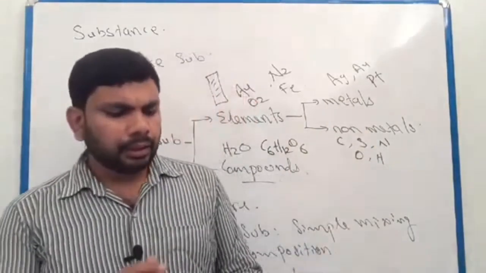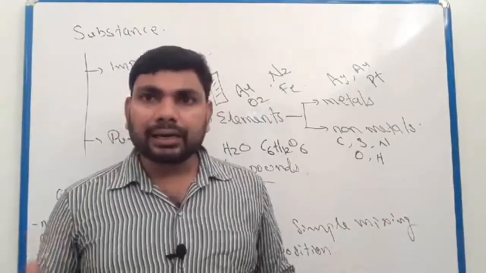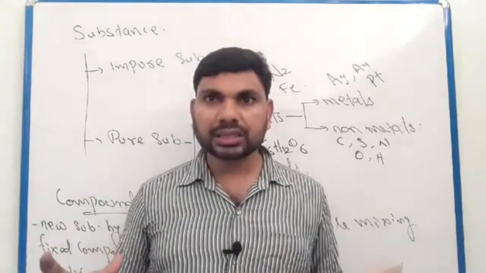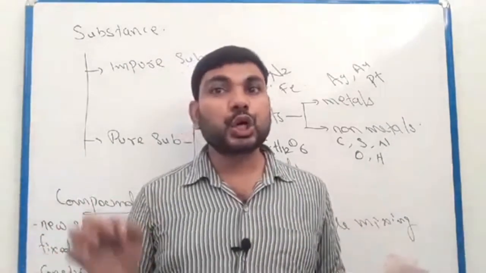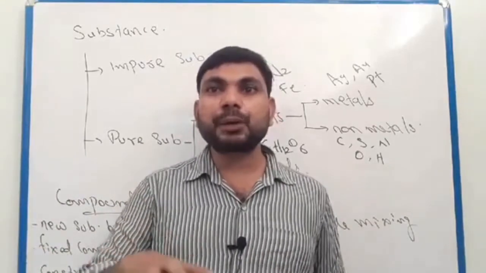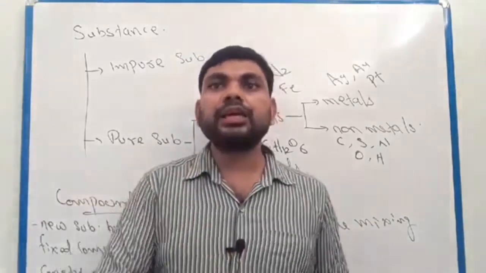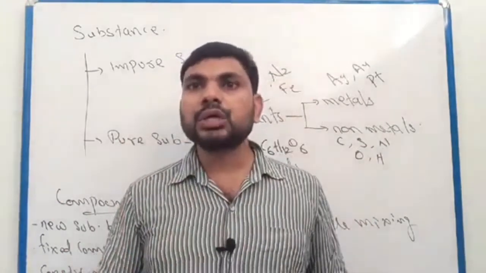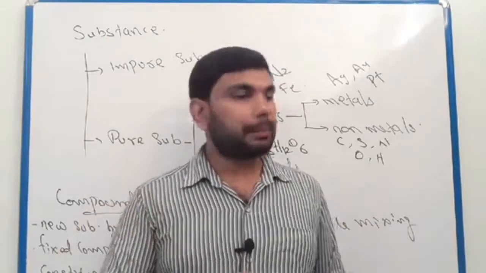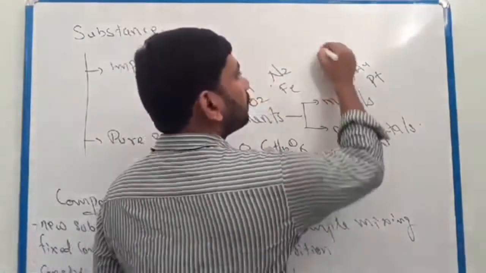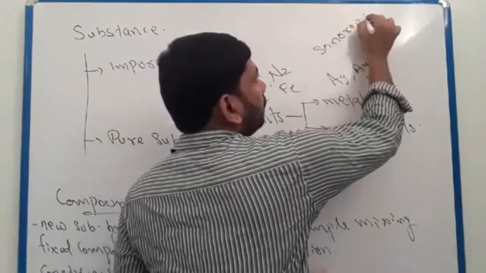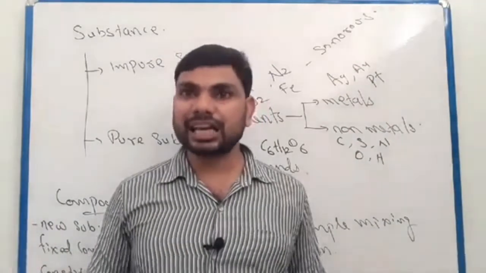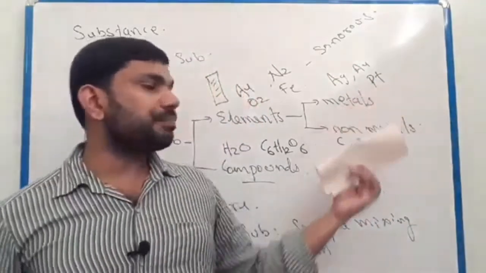You know metals like iron, silver, gold, platinum. Metals are very hard. They are shiny. They are sonorous. Sonorous means metals produce sound. When you put down metals, they produce sound, or when you beat two metals together, they produce sound. So you can say they are sonorous. Metals are shiny. Metals are good conductors of heat and electricity. These are some properties of metals.